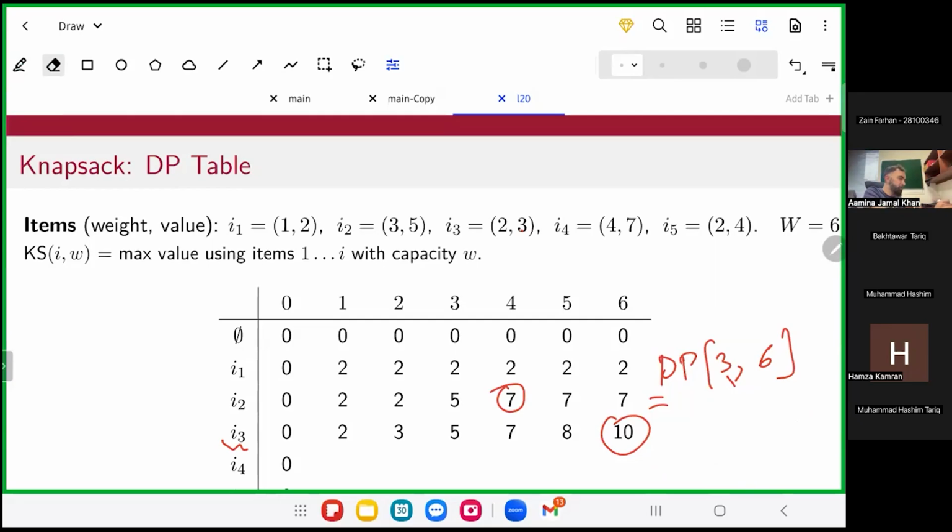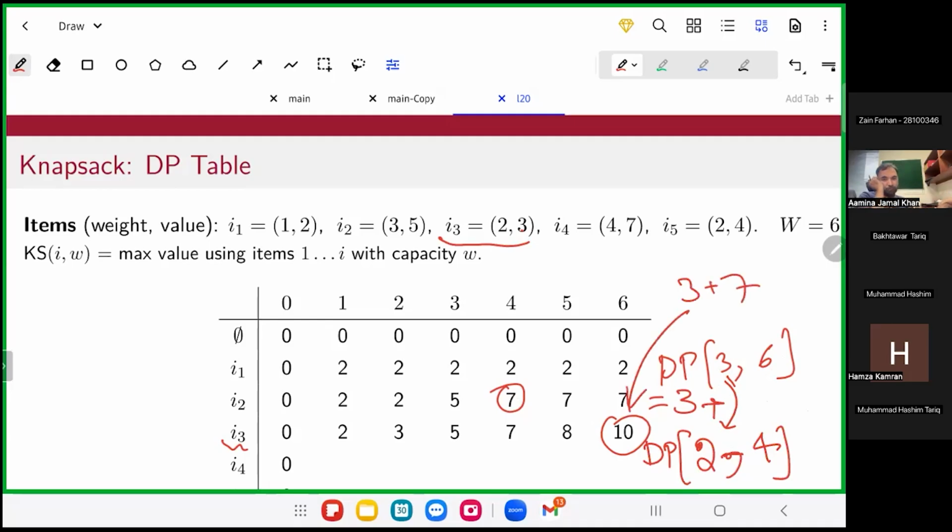Okay, so dp of 3 comma 6 is that you decide that you're going to pick the third item. The third item is this. I had replaced its value with the weight last time. So it's going to be 3 plus dp of 3 minus 1, which is 2, comma 6 minus the weight of the third item, which is 2, which is 4. Okay, so it's 3 plus dp of 2 comma 4, which is 7. Okay, so this 10 is basically 3 plus 7.